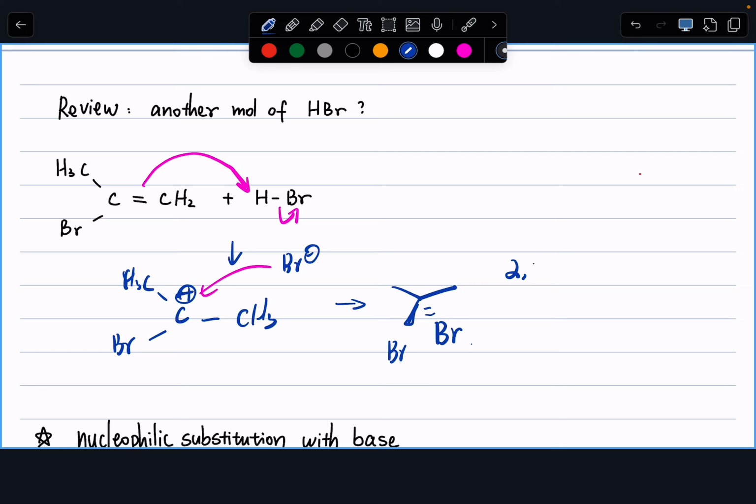This is my 2,2-dibromopropane. And this is a haloalkane, or dihaloalkane. All right, so this part should be review.